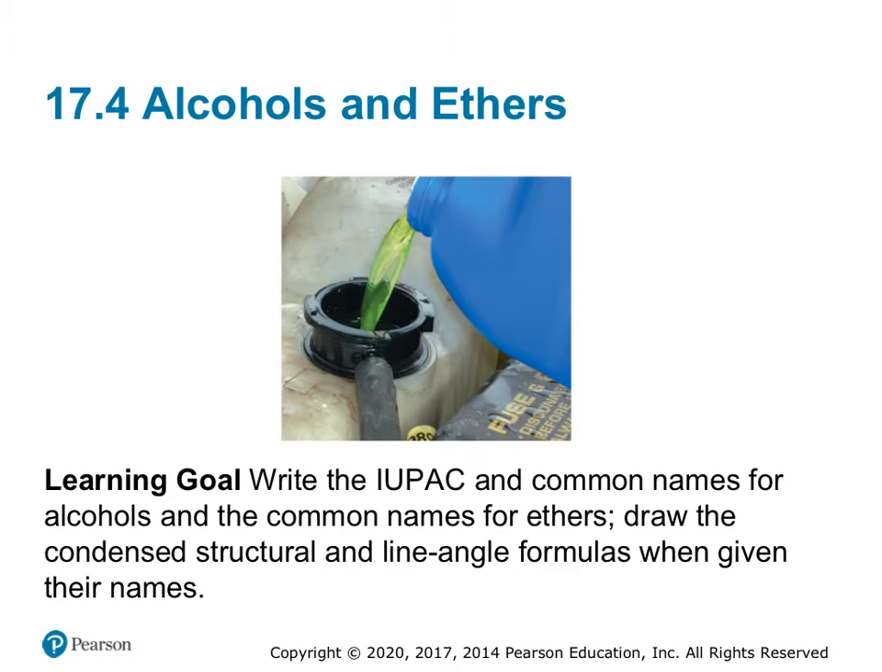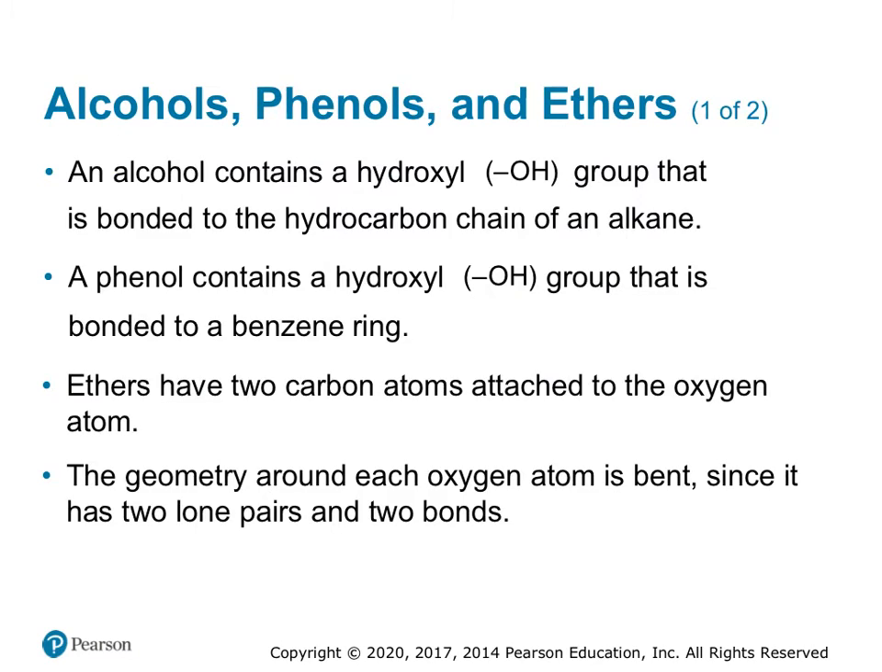Okay, today we're going to talk about two new functional groups. We're going to talk about alcohols and we're going to talk about ethers. An alcohol is a functional group that is a hydroxyl group, an OH from the hydroxide ion. So it's a hydroxyl group that's bonded to the hydrocarbon chain of some sort of alkane. So no double or triple bonds here, just single bonds, but we have somewhere a hydroxyl group.